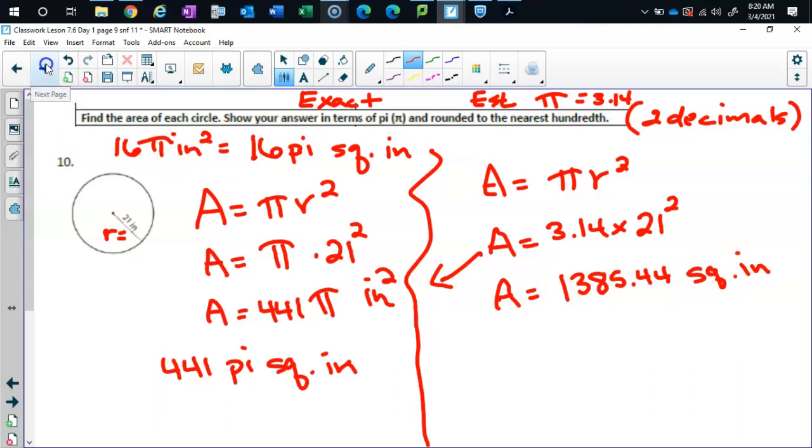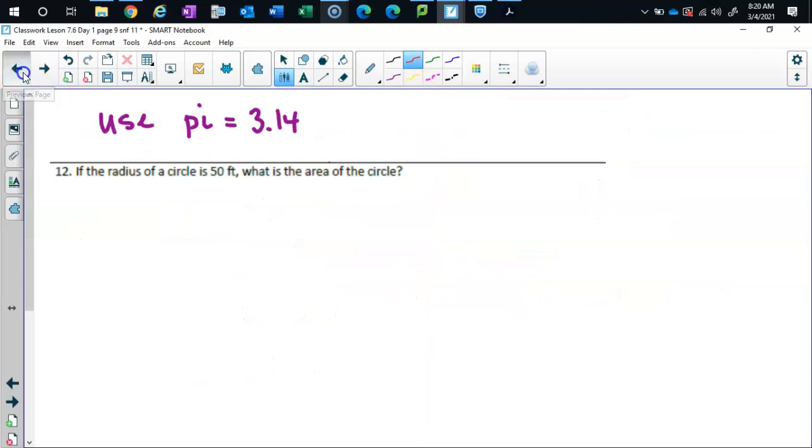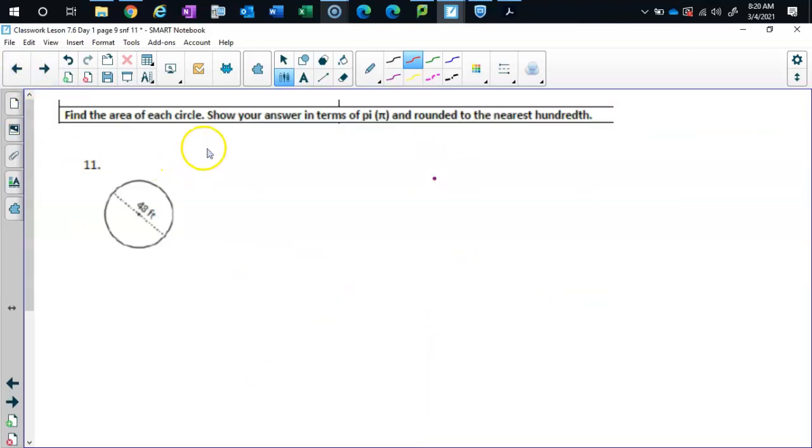All right, now we are going to do, whoopsie, I went too far, the same exact thing with 11. Take a look at what they give you here. You got to pay attention, okay, because that's going to be a problem. First thing I want you to do is find the exact area, which means you're going to have pi in your answer. Remember, you're using pi when you type it in. Go.